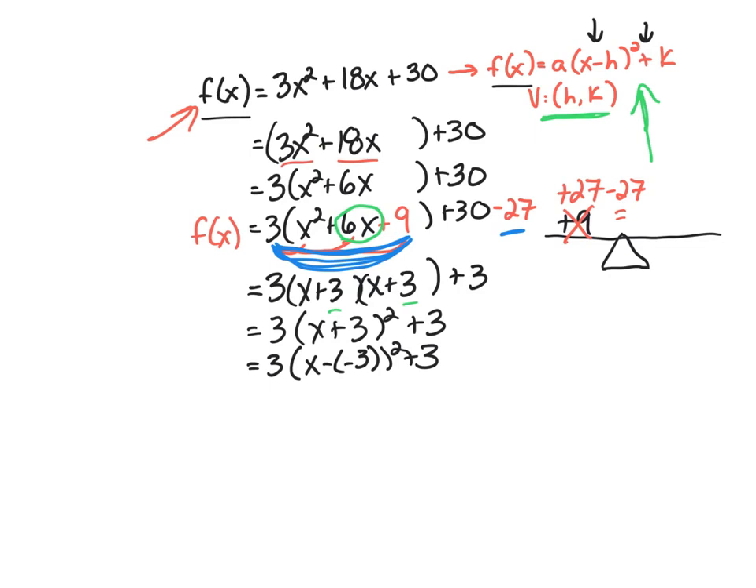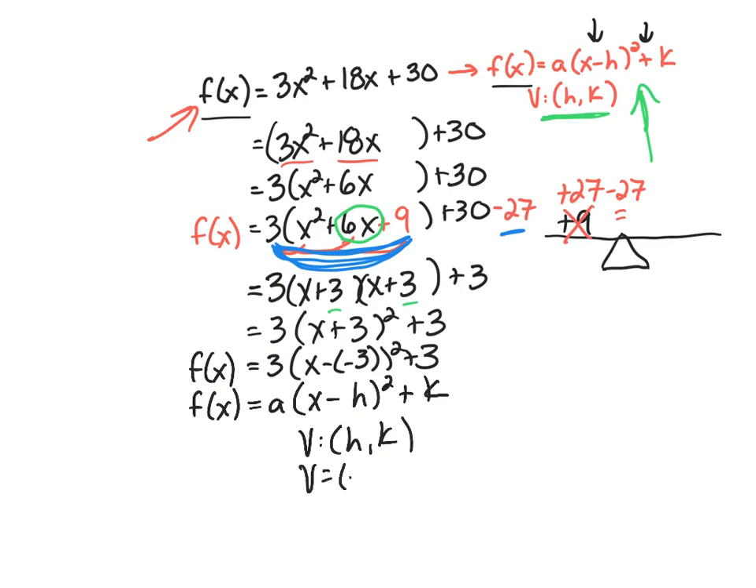And now, since we have it in the right form, I have f of x equals 3 times x minus negative 3 squared plus 3. So let's compare that to the original form that we were looking for. We have a times x minus h squared plus k. So my a value is 3. We have our x minus in both situations. h is equal to negative 3. We have our squared plus, and k is equal to 3. So now that I have it in the vertex form, I can extract the vertex. So again, my vertex is h, k. We know h is equal to negative 3, k is equal to positive 3. So I have a vertex at the ordered pair negative 3, 3.